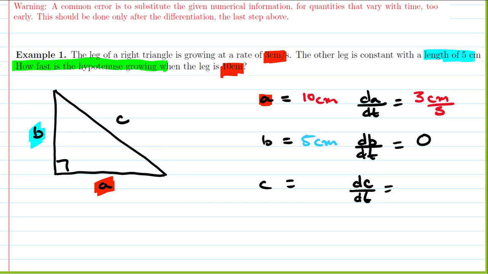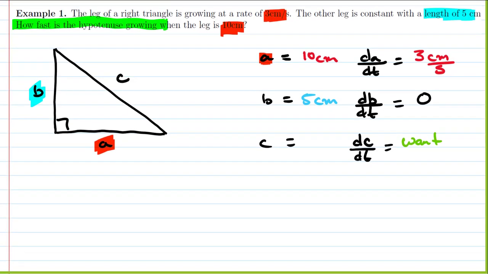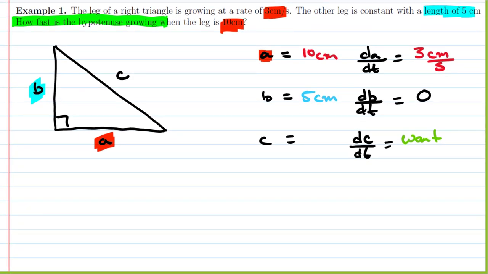So we want to know, well, how fast is the hypotenuse growing? Well, growing is a rate of change, so we want dC dt. When we look at this, we know A, we know B, but we don't know C. Can we figure out what the value of C has to be? Sure. It's a right triangle, right? We can solve for C by using the Pythagorean theorem.